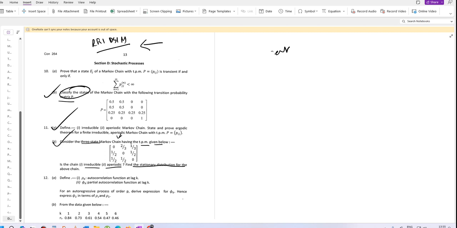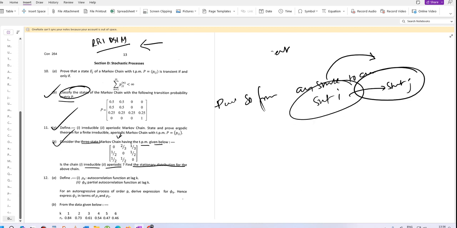So in this case, to analyze the Markov chain, we need to check the properties of irreducibility and aperiodicity. Irreducibility: a Markov chain is said to be irreducible if it is possible to go from any state i to any other state j in a finite number of steps with non-zero probability. So if the given TPM is the transition probability matrix, we can observe that there is a non-zero probability of going from one state to another.